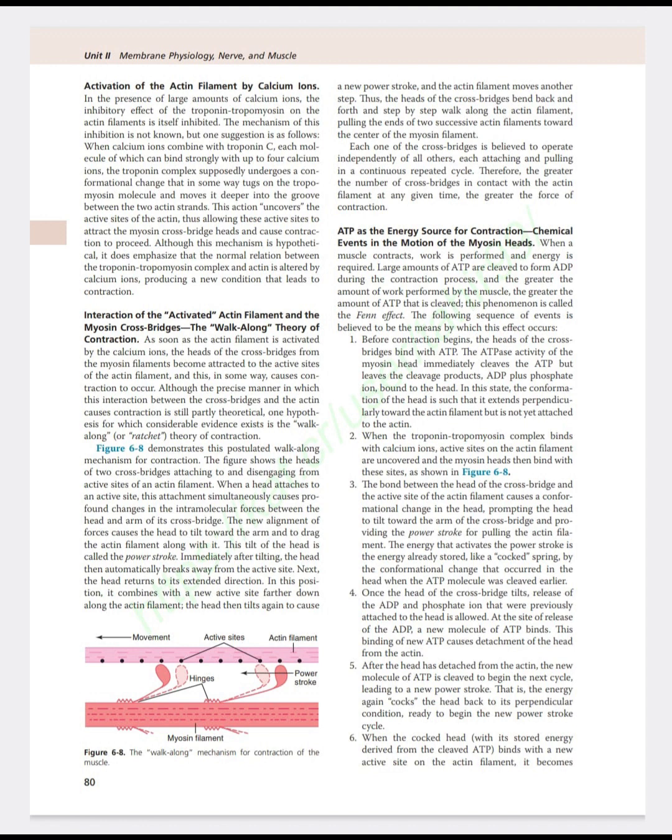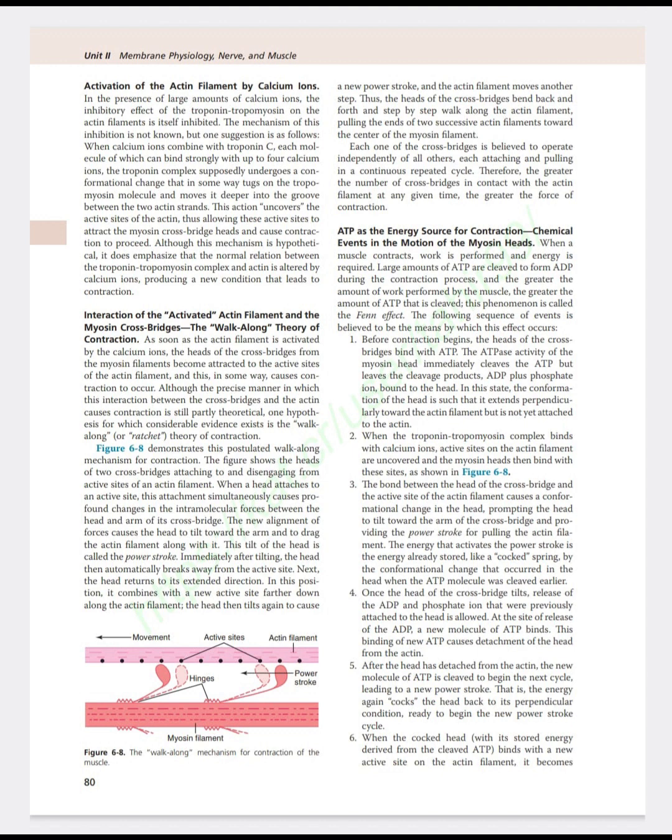And then the next paragraph: when a head attaches to an active site, this attachment simultaneously causes profound changes in the intramolecular forces between the head and arm of its cross-bridge. The new alignment of forces causes the head to tilt toward the arm and to drag the actin filament along with it. This tilt of the head is called the power stroke. Just highlight till the power stroke.